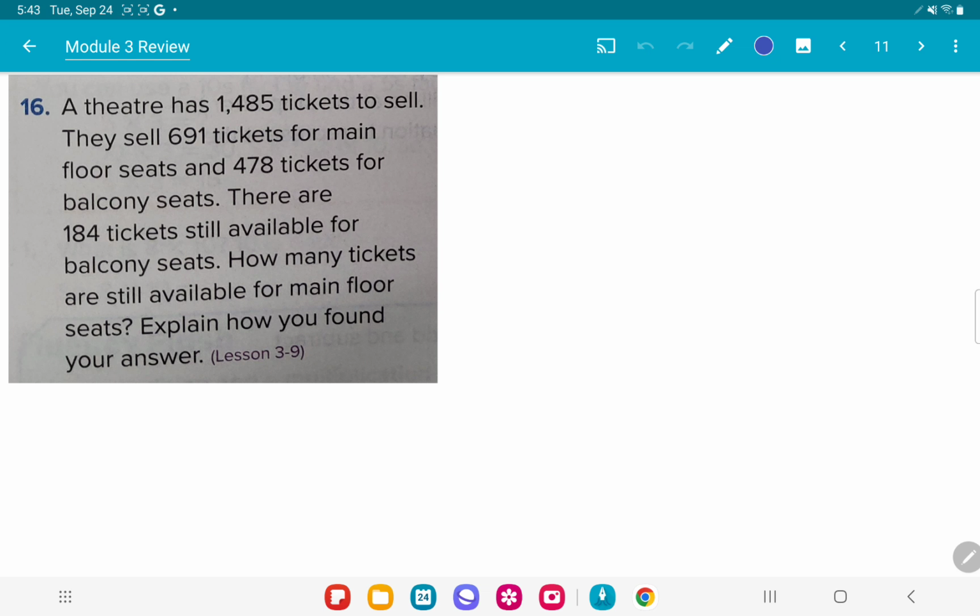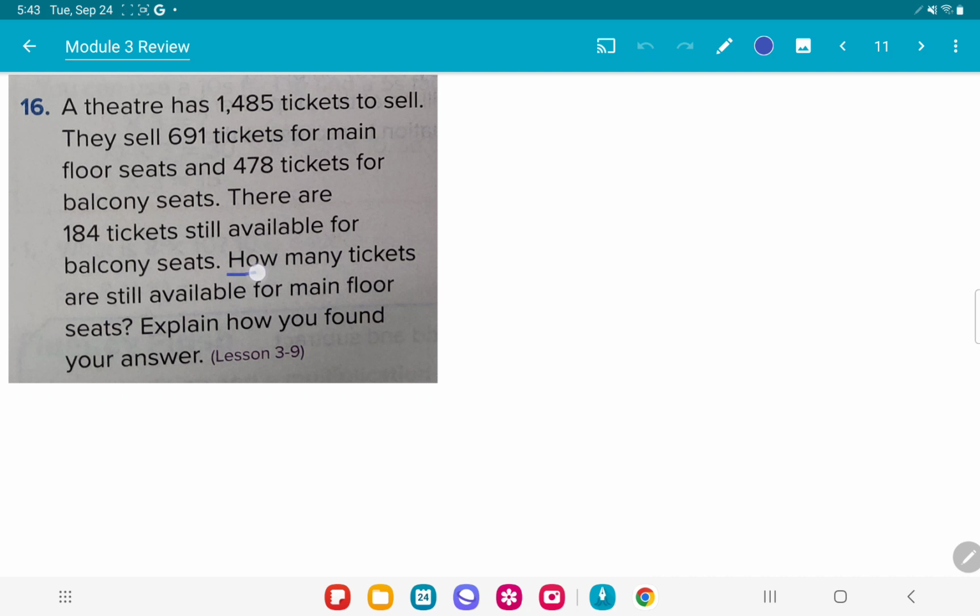Number 16. A theater has 1,485 tickets to sell. They sell 691 tickets for main floor seats and 478 tickets for balcony seats. There are 184 tickets still available for balcony seats. How many tickets are still available for main floor seats? Explain how you found your answer.